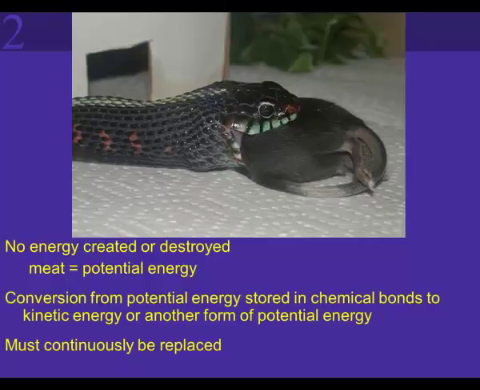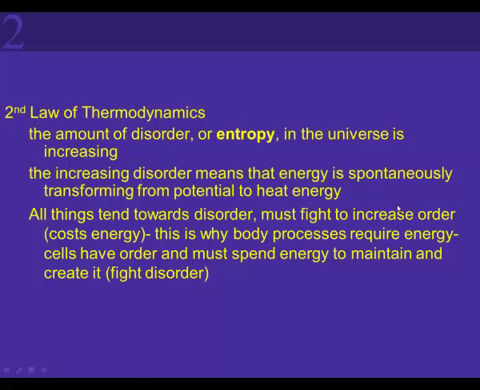But because of that first law of thermodynamics, the total amount of energy before and after consuming that rat is actually the same. However, that energy must continuously be replaced. The snake can't create new energy, but it continues to require it for metabolic processes. So we also know that in terms of energy, the amount of useful energy in the universe is actually decreasing, and the amount of disorder, or what we call entropy, is actually increasing.